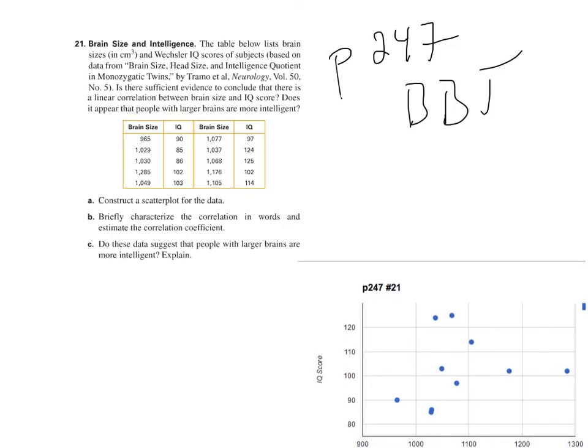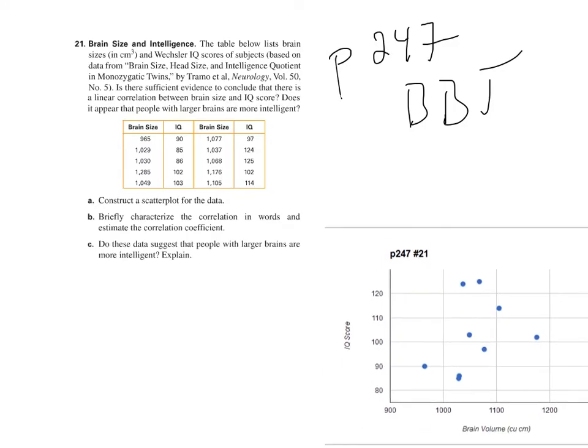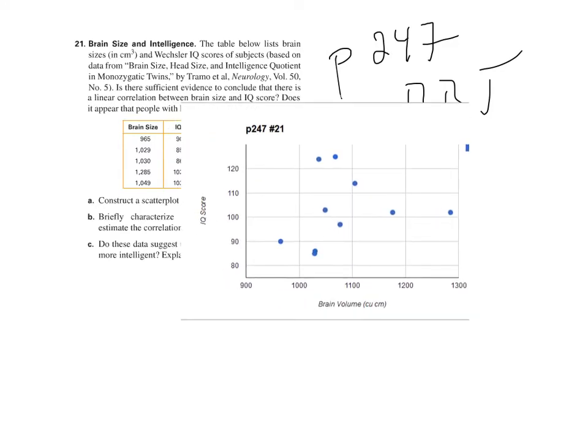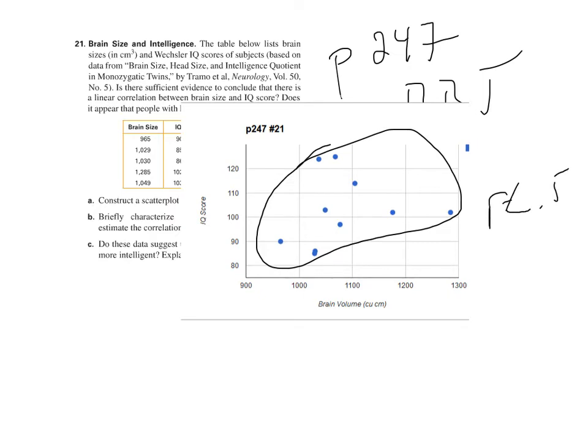The problem asks me to characterize the correlation in words and estimate the correlation coefficient. So it's a weak positive correlation, weak positive association, and if I'm trying to put an oval around this, boy, I don't know, pretty weak. I would say R is certainly less than 0.5. If I'm going to guess, I'm going to guess 0.3. Okay, I know it's weak.